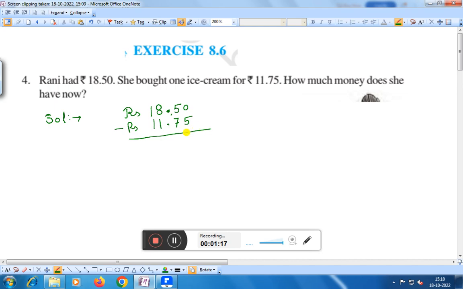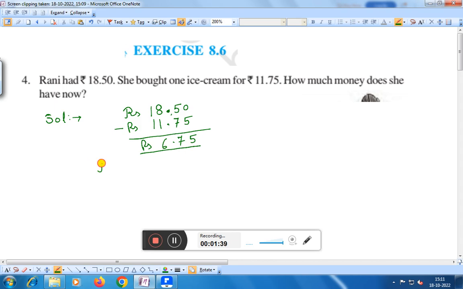After subtracting, we are getting 5, carry 1. 7 plus 8, 8, 7, 15, carry 1. 1 plus 1, 2. 8 minus 2 is 6. So 6.75 rupees, right? How much money does she have now?